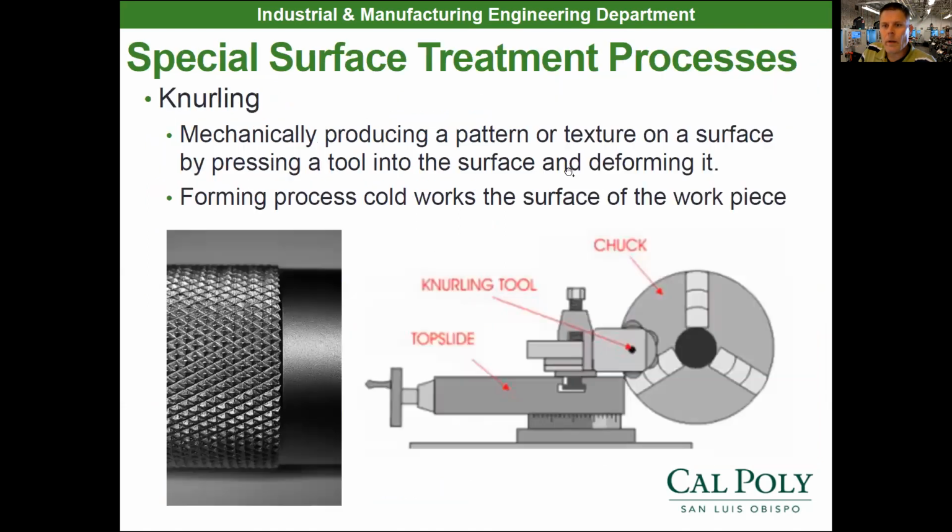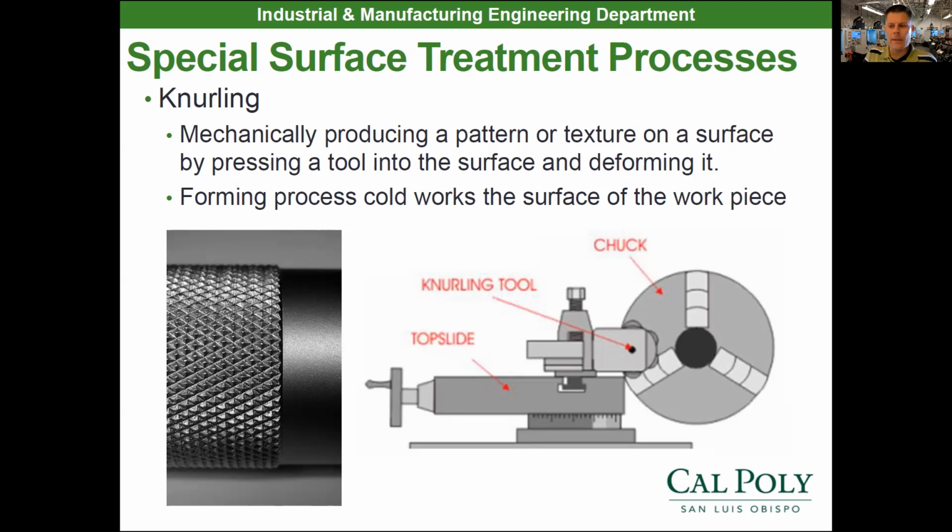Now, another type of mechanical surface is known as knurling. And everybody in the face-to-face lab is going to get to knurl their screwdriver cap later on in the quarter. Now, what knurling is, you're producing a mechanical pattern, or cold working a mechanical pattern or texture, into the surface of your part by pressing a tool into that surface.